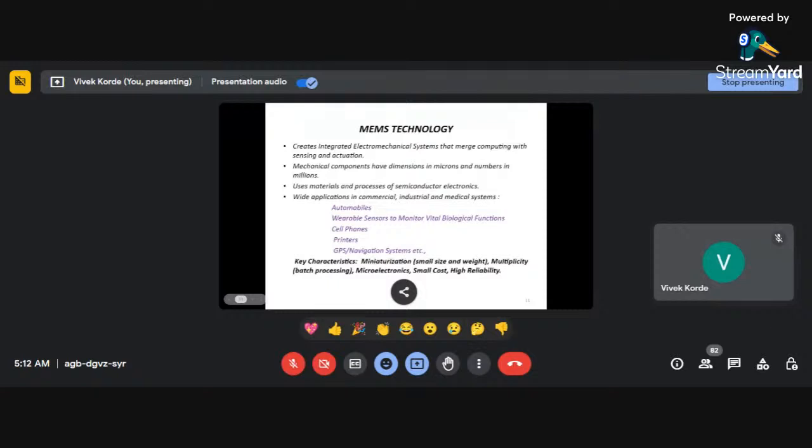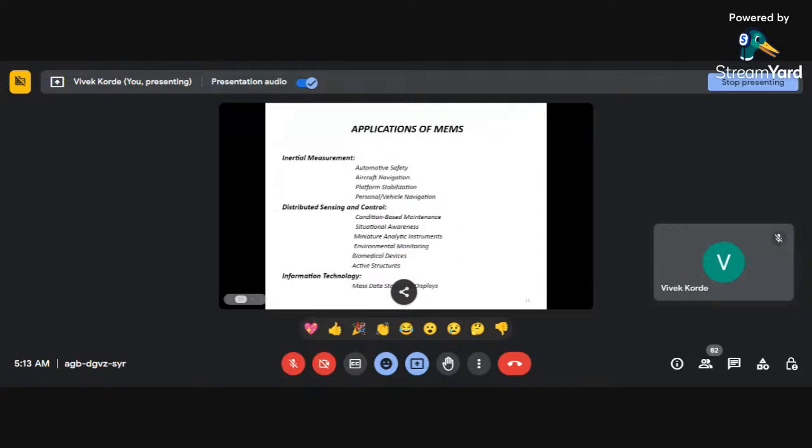So here the key characteristics are miniaturization, small size and weight, then multiplicity and microelectronics, and small cost and high reliability. So these are the key specifications or key characteristics of this MEMS technology. Sir, please go ahead.